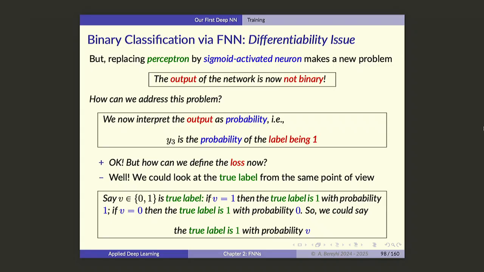Exactly. But why 1? The sigmoid is between 0 and 1, right? When the true label is 1, what do you want for the output? How should the output look? Close to 1. I mean, it never gets to 1, but you want it to be close to 1, right? When it's 0, what do you want? Close to 0, right? So if you compute, instead of the indicator, the difference between y and the true label, and take a square of it, it still does the job for you, right?